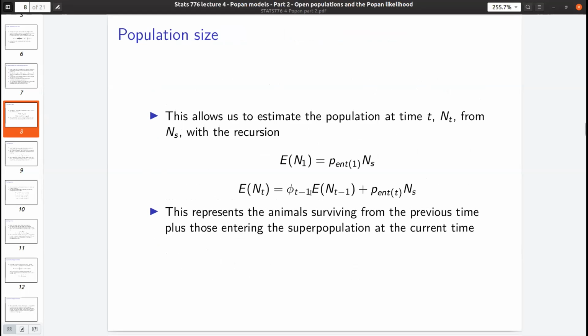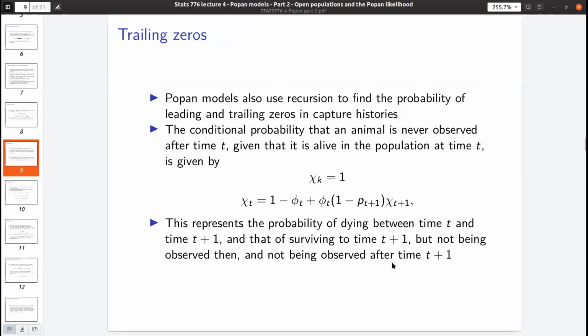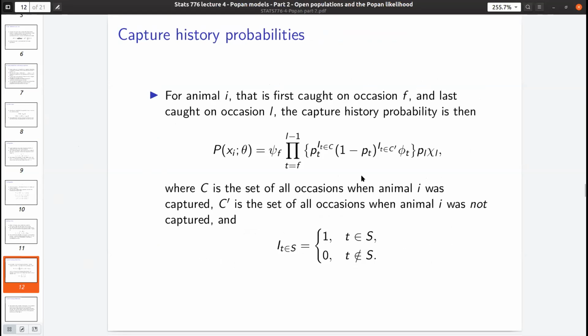On slide 8, I just fixed this subscript from t to t-1, as I mentioned in the recording. And in slide 9, I just made it clear here that this final chi parameter refers to the probability of not being observed after time t+1. And then in this expression for the capture history probabilities, I think that my notation was not clear enough before, so I've changed it a bit.